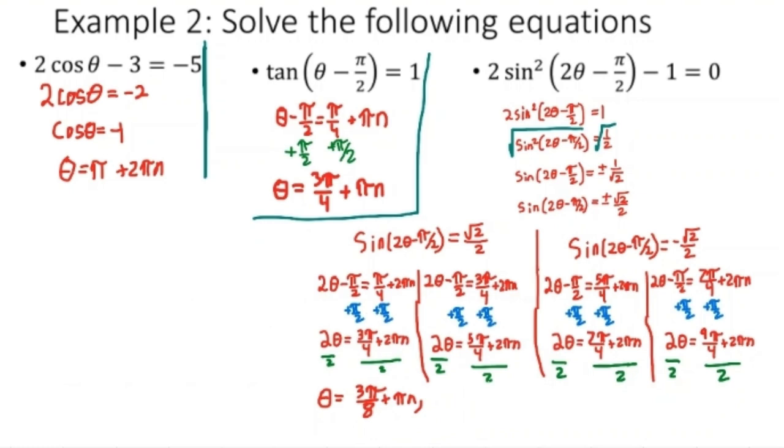And if we repeat this for the other families, we get that theta could be 5 pi over 8 plus pi n, theta equals 7 pi over 8 plus pi n, or theta could equal 9 pi over 8 plus pi n. So here we have 4 families of solutions to this equation.